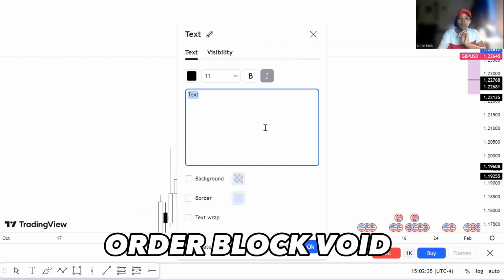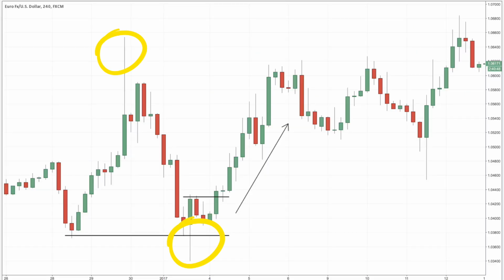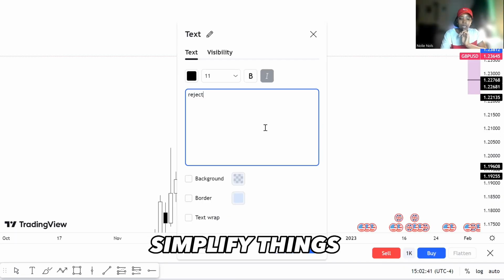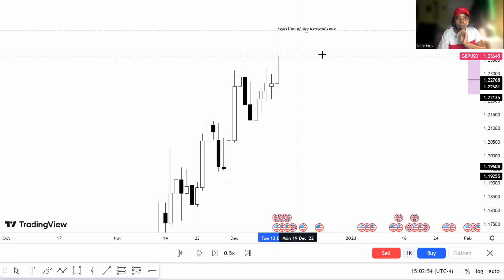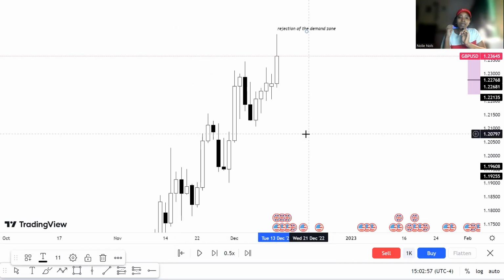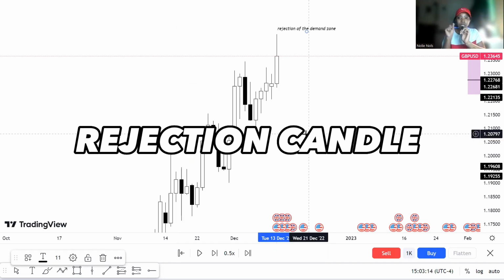It is rejection. As you know, I like to just simplify things. So it's the rejection of the demand zone. Okay. So what we want to understand here is, if you were to trade price action, you need to understand the candle that pushed aggressively to the area, to, let me say, maybe an old high. That would be the candle we use to go back to the downside. So this is not a retracement candle, but it is a candle that changed us to a different direction.